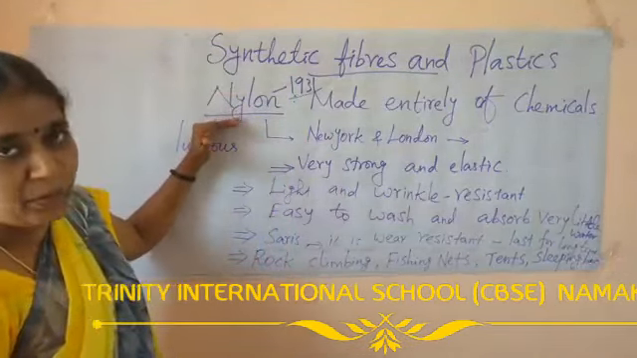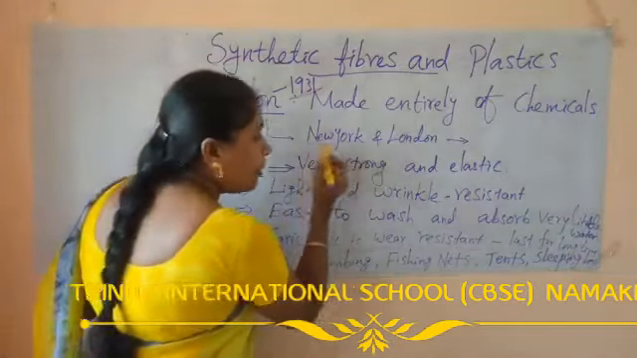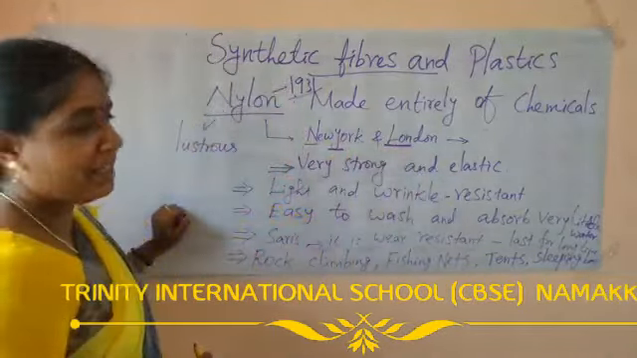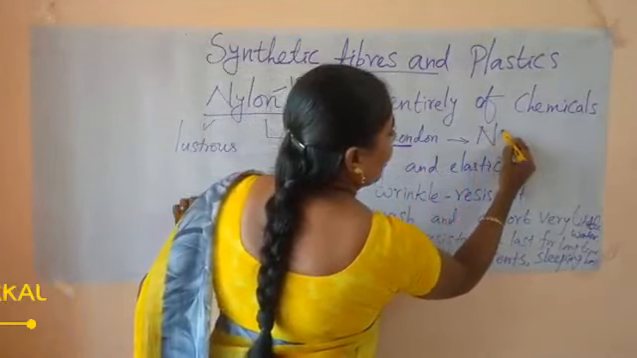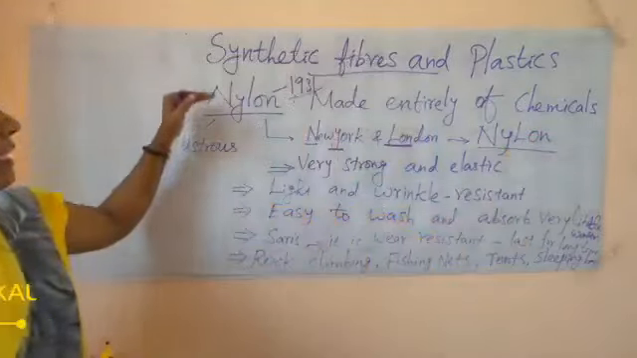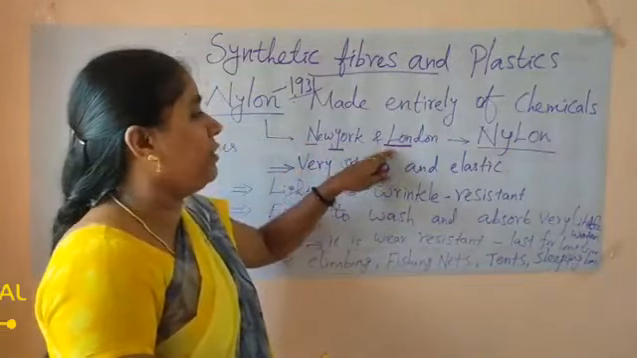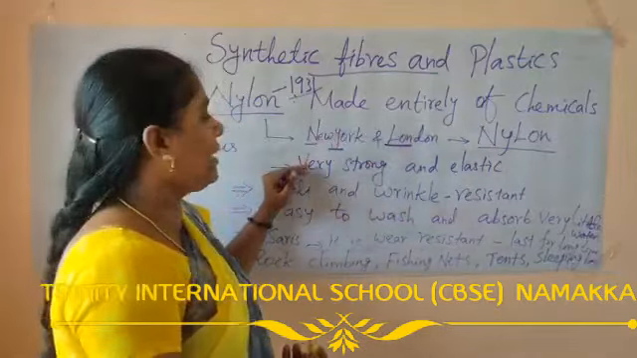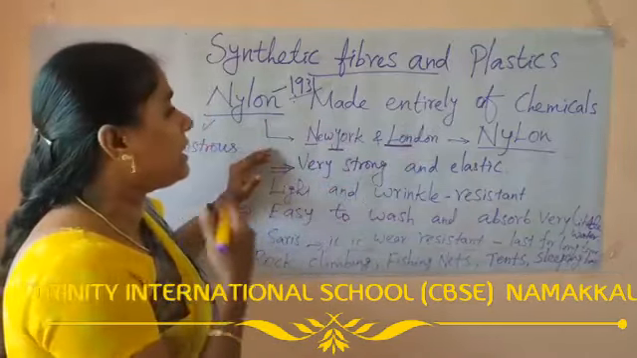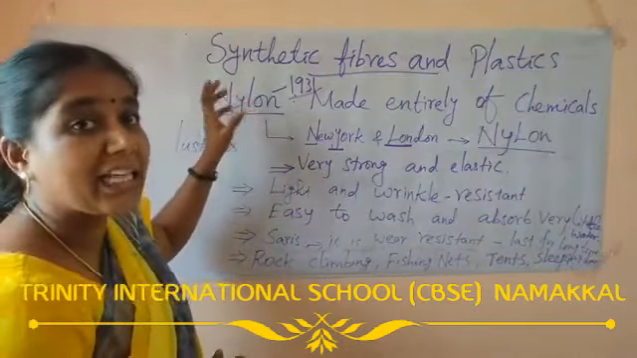It derives its name from two cities. What are the two cities? New York and London. From New York we take NY and from London we take LON. So nylon derives its name from the two cities, New York and London, where it was first marketed. So it is the first fully man-made synthetic fiber. It is lustrous, strong, elastic as well as light.